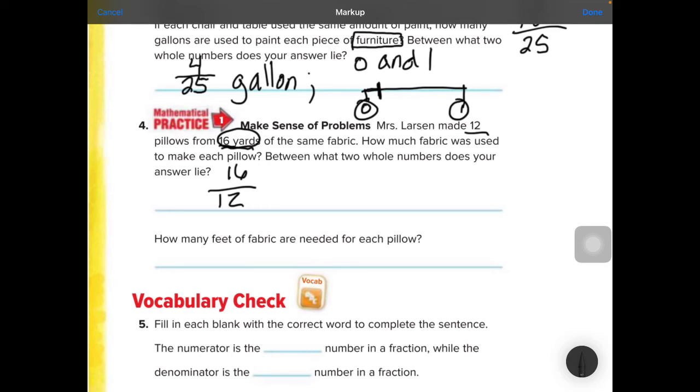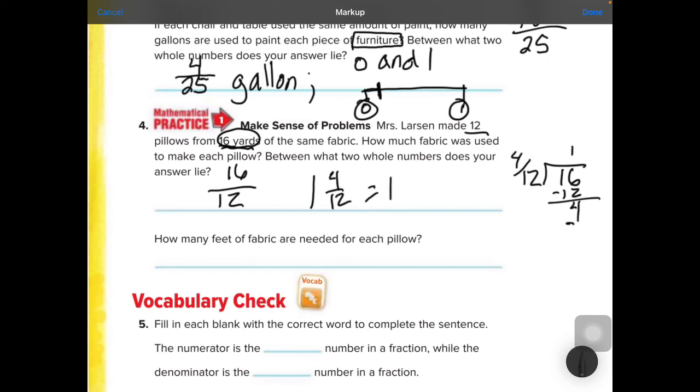Now that number is top heavy, so let's think about it. 12 will go into 16 how many times? At least once. And if you subtract, there's going to be 4 left over. So then we know each pillow is going to take 1, and then we have 4/12 of a yard. But I think that can be simplified. 4 will go into 4 one time, and 4 will go into 12 3 times. So each pillow is going to receive 1 1/3 yards of fabric.